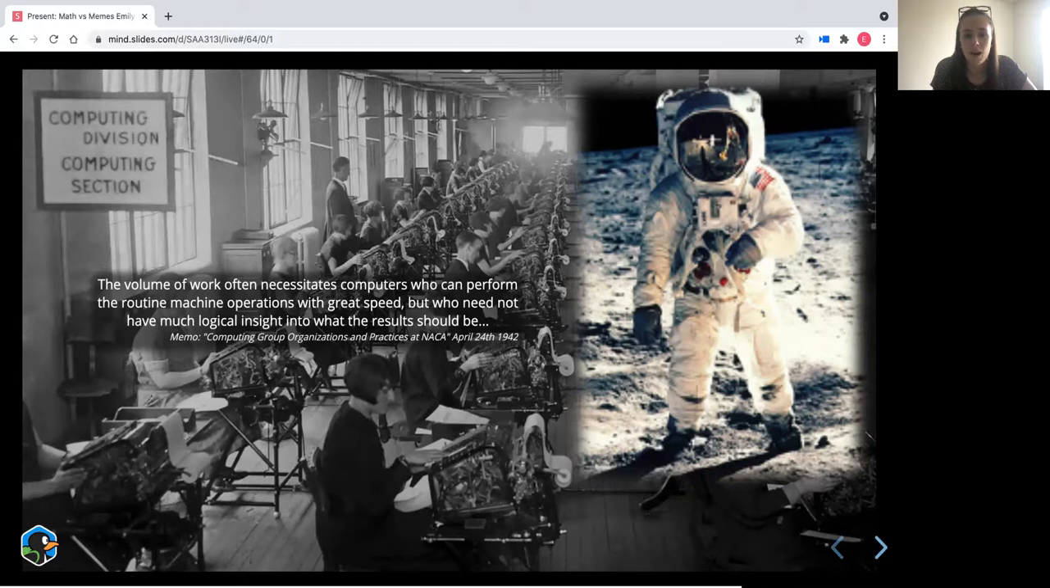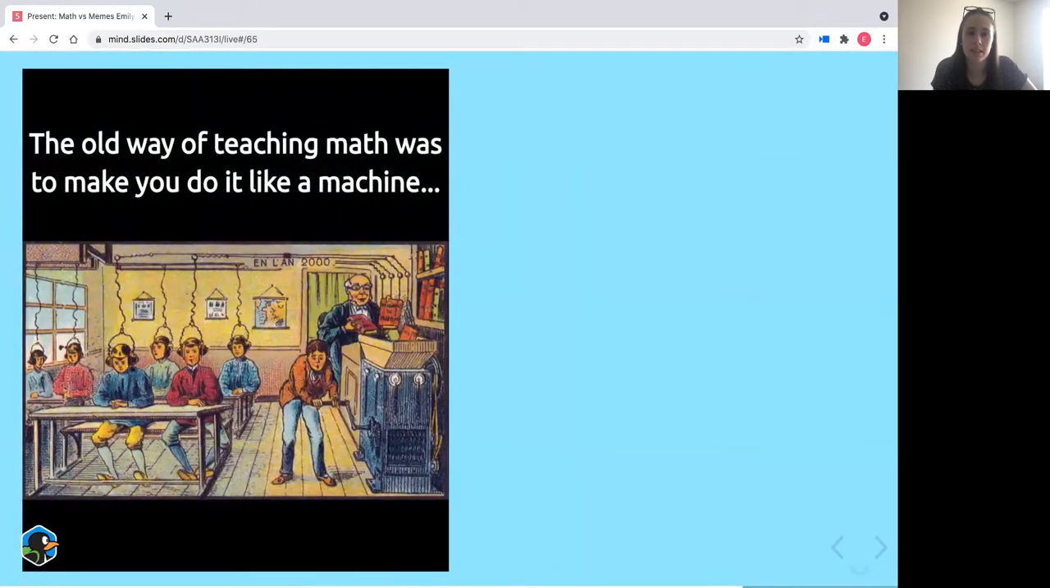The volume of work often necessitates computers who can perform routine machine operations with great speed, but who need not have much logical insight into what the results should be. That's a quote from NASA. Just think about that. Need not know what the results would be. When we think about the old way of teaching math, it was to make it so you do it like a machine. You could do it quickly, effectively, but you need not to know how come or why it happens.